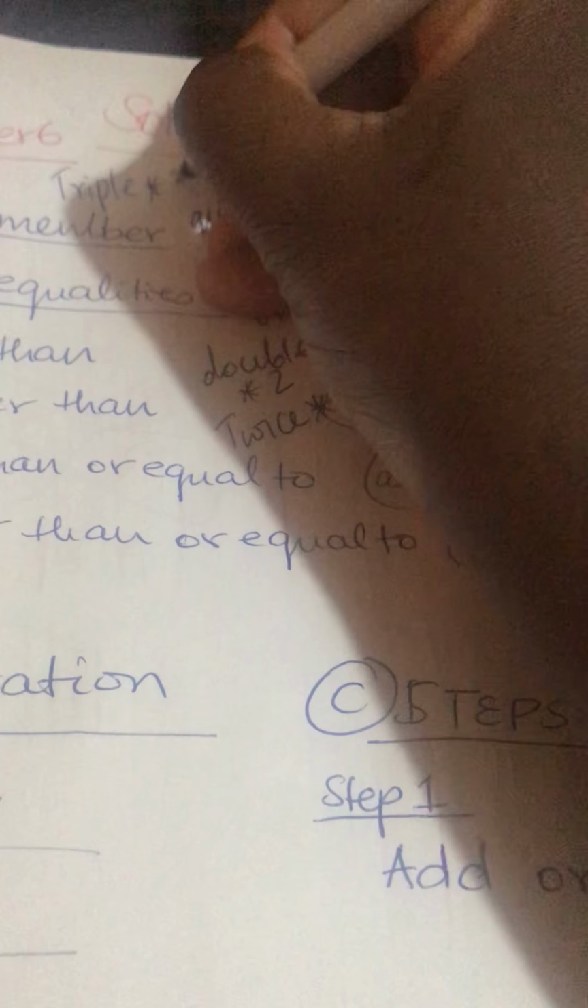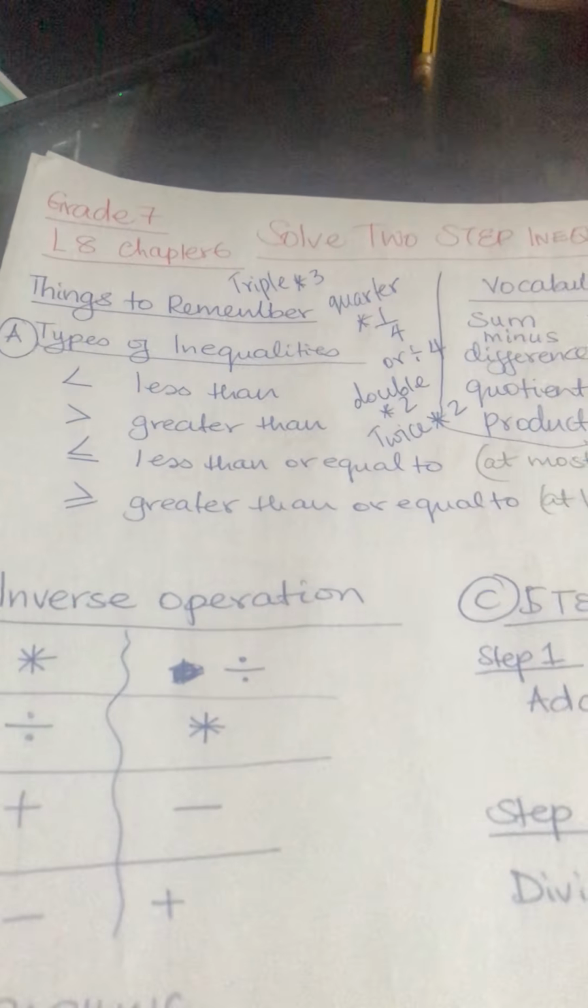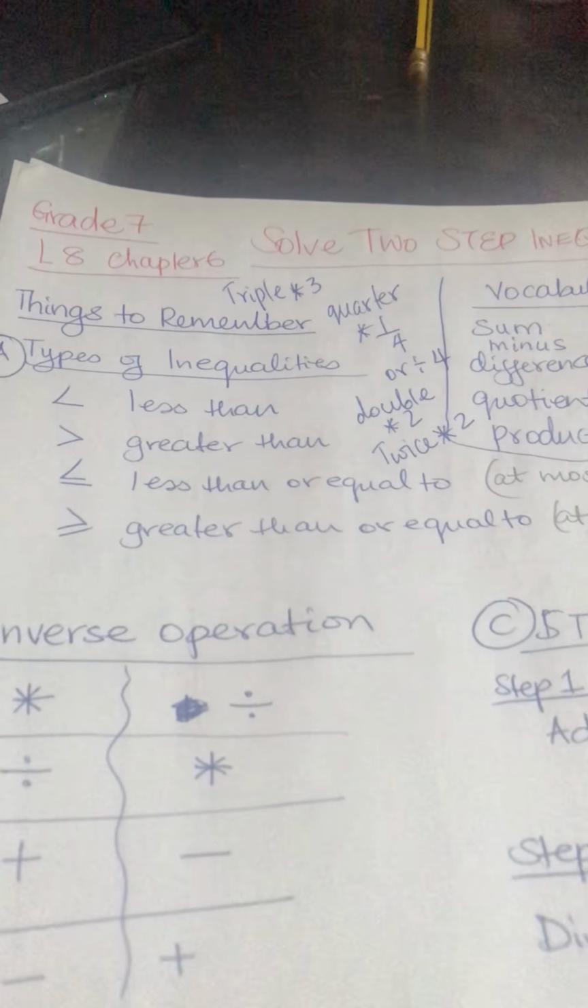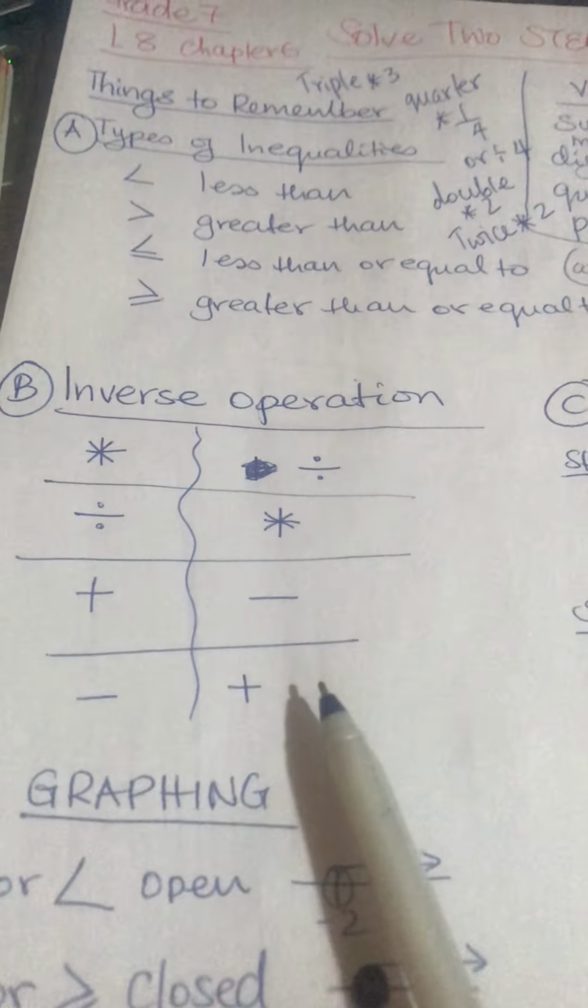So, some words you will see as you're reading inequalities. You'll be given a story, they will tell you to write it, and they'll tell you to solve. You also have to remember inverse operation. The opposite of multiplying is dividing. Opposite of dividing is multiply. Opposite of add is subtract. Opposite of subtract is add.